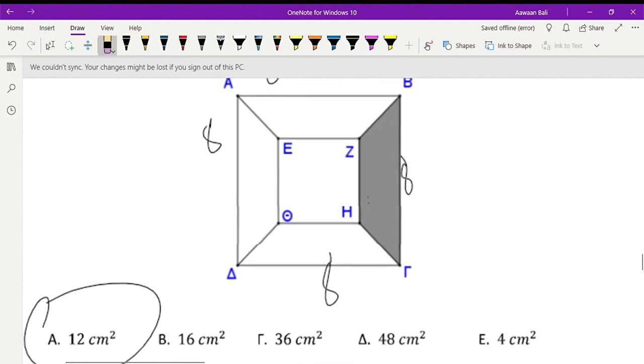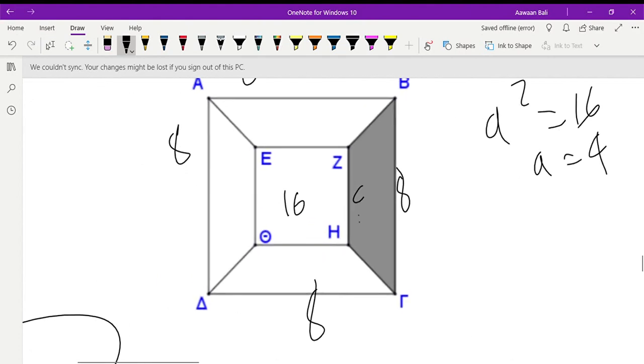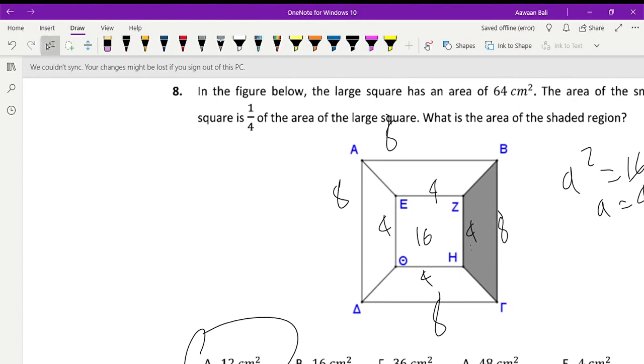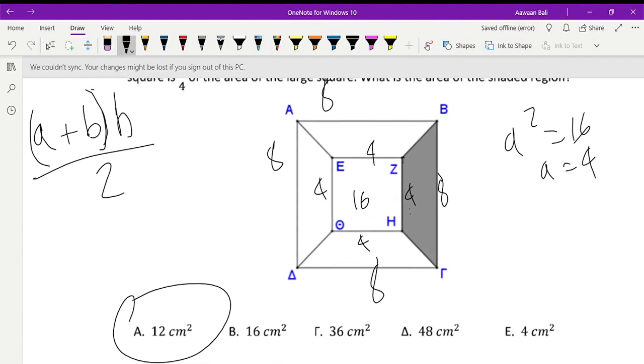So we know this is 16, right? The area of this small square is 16. A squared is 16, so A is 4, which means the sides of all of these are 4. Now the area of a trapezium, like the shaded region here, is A, which is the top side, plus B, which is the bottom side, multiplied by H, which is basically the height of the trapezium, and then divided by 2. Okay, we know the top side's 4, the bottom side's 8.